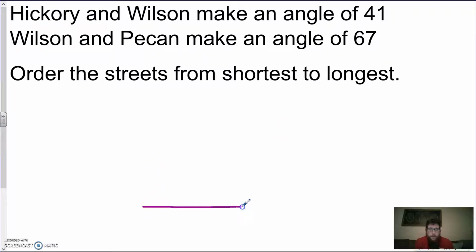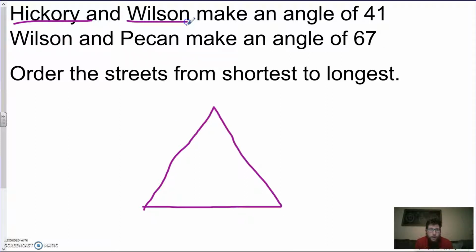Alright, so what I would do is go ahead and make yourself a triangle. I know it's kind of a wobbly triangle, but you can live with it. Now, normally, when we put things on our triangles, we're putting them up here at the vertexes, right? Well, this is a special case where that's not going to work for us because we're talking about streets, and streets aren't at a corner. Streets are actually the whole road. So I'm going to call this road Hickory, this one Wilson, and this one Pecan. Okay?